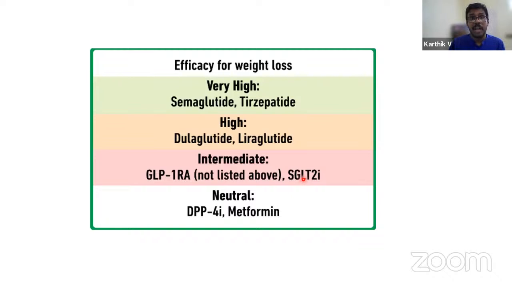Those drugs which are categorized as having very high efficacy for weight loss include semaglutide and tirzepatide. So tirzepatide is a combined agonist of the GLP-1 and GIP. In the high category, there come dulaglutide and liraglutide. Intermediate comes the GLP-1RAs, excluding dula, lira, and sema, and also the SGLT2 inhibitors. And neutral is metformin and DPP-4 inhibitors. Very important, metformin, in some textbooks, you can see it under the drugs which can reduce weight. But in ADA, it mentions metformin as a weight-neutral drug.